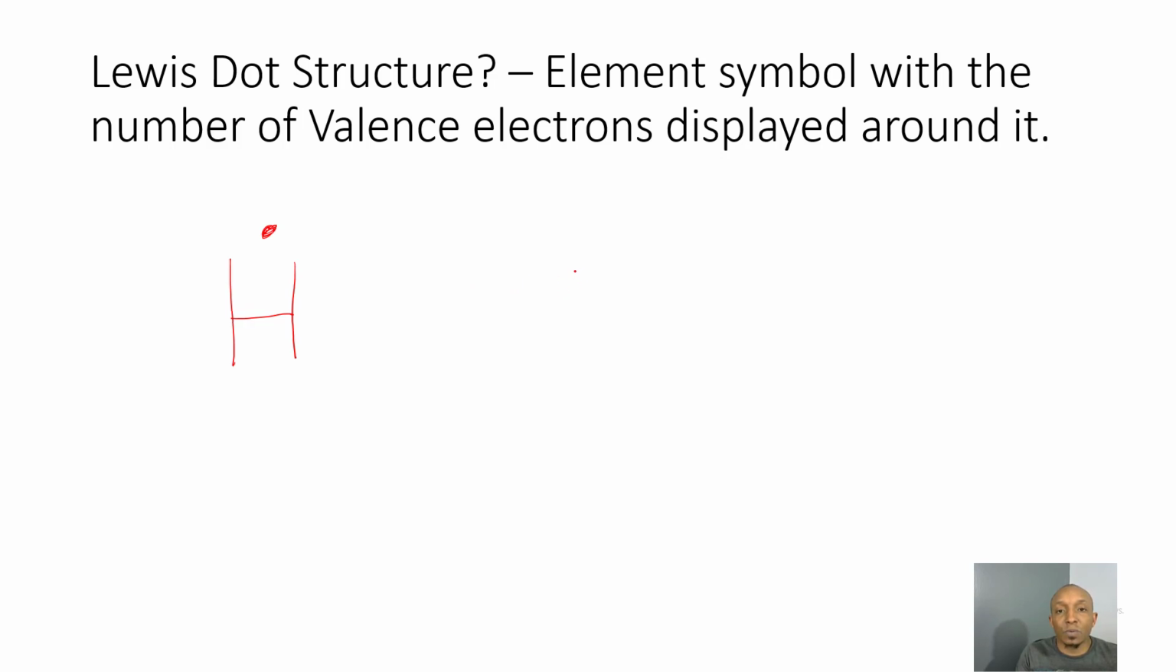Let's take a look at another one. Let's look at chlorine. The symbol for chlorine is Cl, and chlorine has 7 valence electrons. So I put that symbol like we just did, and then I just draw those 7 valence electrons. What we've just shown is that hydrogen has 1 valence electron, chlorine has 7 valence electrons, and we did that without making the very large and cumbersome Bohr model. So let's move on to our next concept.